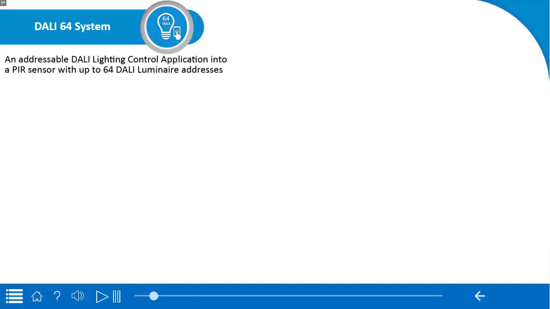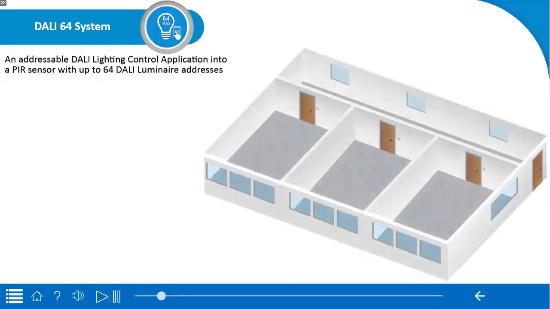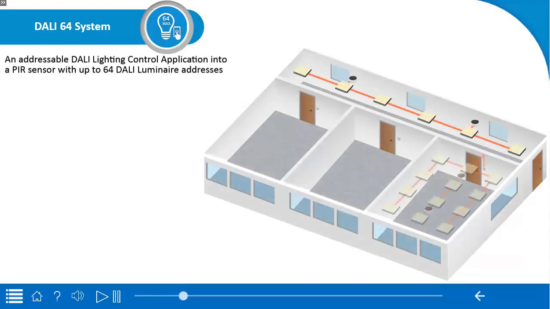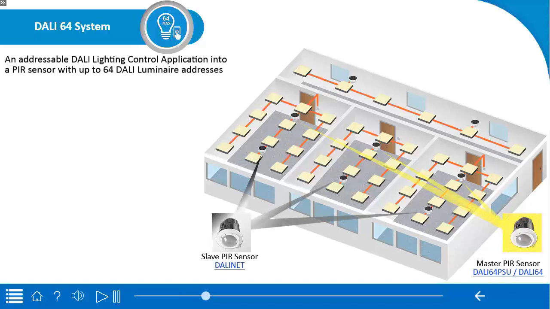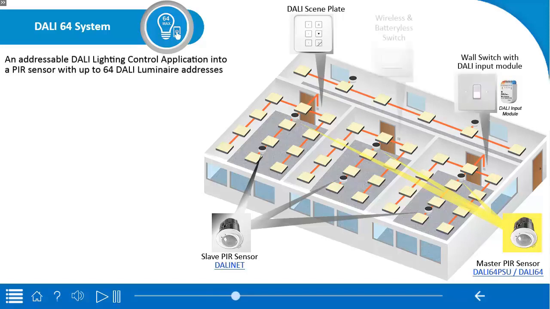What is the Dali64 system? The Dali64 lighting control system is a fully featured standalone Dali lighting control system. It controls up to 64 luminaires and 64 device addresses, for example PIR motion sensors, scene plates, switch inputs, etc., and has a wireless switching option.